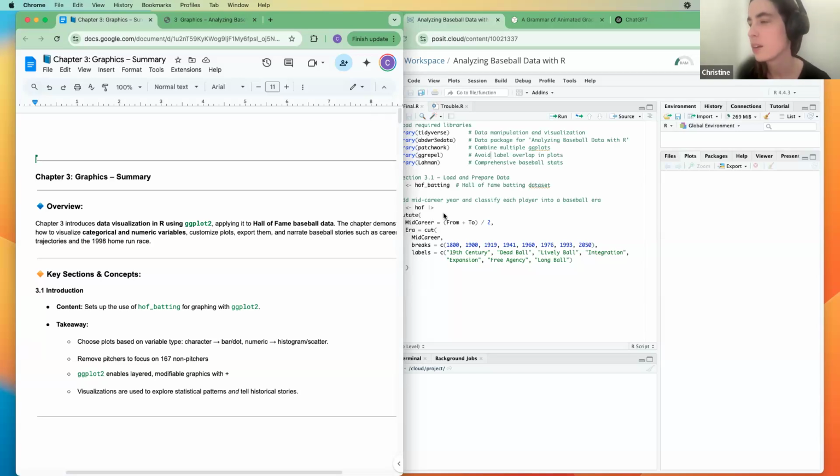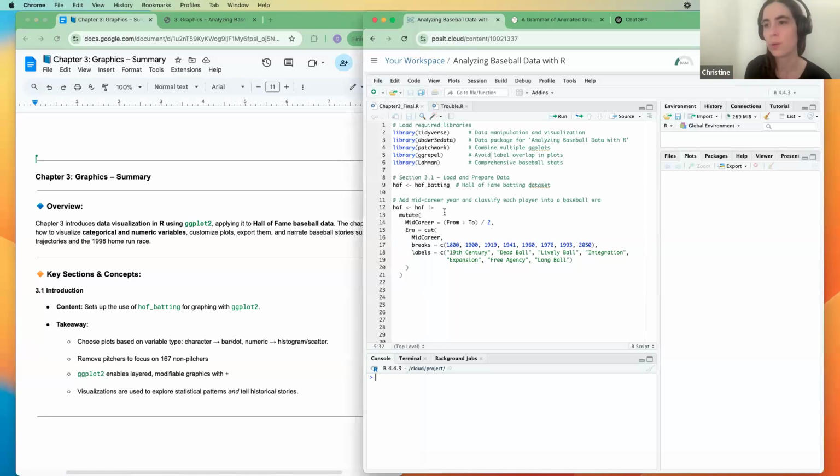So awesome. Cool. So chapter 3, as you all probably know, went over data visualizations using ggplot2, which is a pretty cool package. I'll run through the sections at a high level and then run the code, and we can chat through anything that comes up for you all.